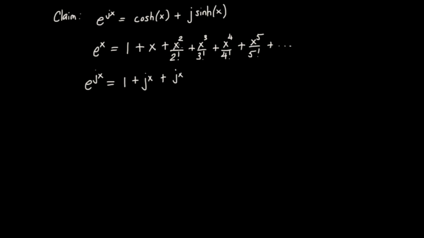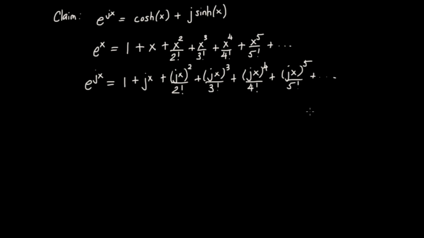I have jx squared over 2 factorial. I have jx cubed over 3 factorial plus jx to the fourth over 4 factorial. And the last term I'll write is jx to the fifth over 5 factorial. Now I'm going to do some simplification. First two terms, not much I could do with that, 1 plus jx.